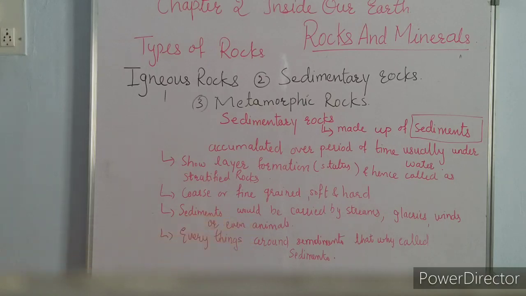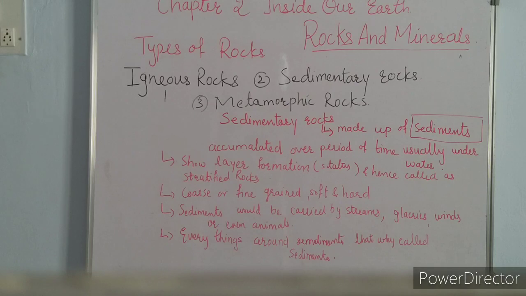Now, what difference can you find between sedimentary and igneous rock? Igneous rock is crystalline, whereas sedimentary is not crystalline in nature. Sedimentary rock contains animals and plants, whereas igneous and metamorphic rocks do not. Sandstone, clay, chalk and coal all come under sedimentary rock.